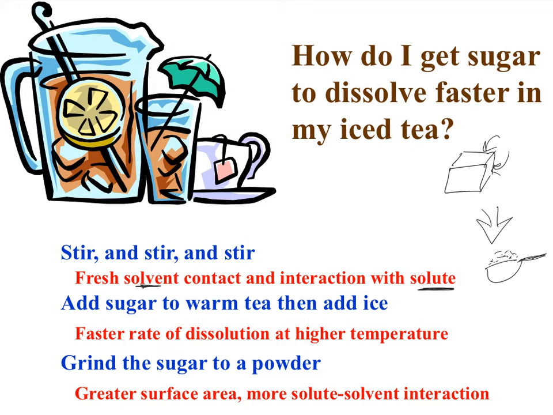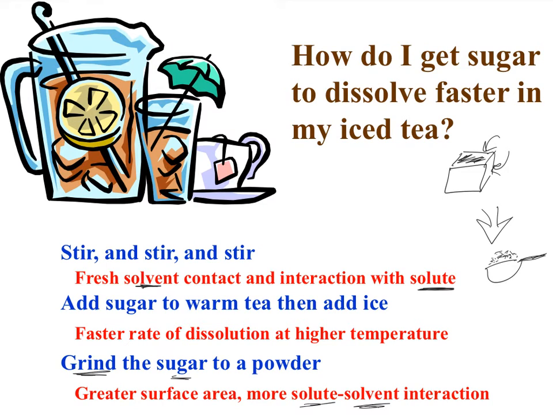What's going to be the one that you grind. So the ground sugar or powdered sugar is going to come into contact more quickly with the water. So the solute-solvent interaction happens faster because it's broken up. So here we're dealing with surface area. The area of the surface is increased when we break it up into tiny pieces.